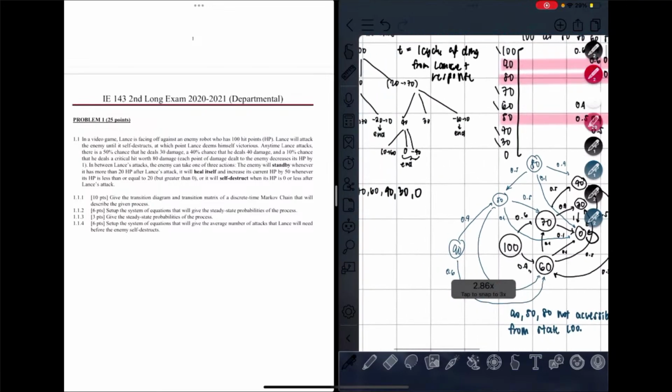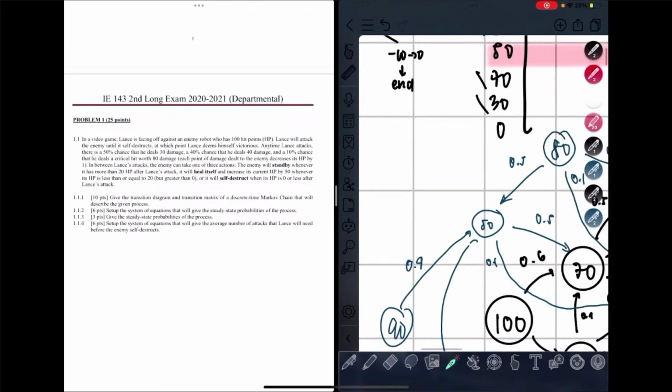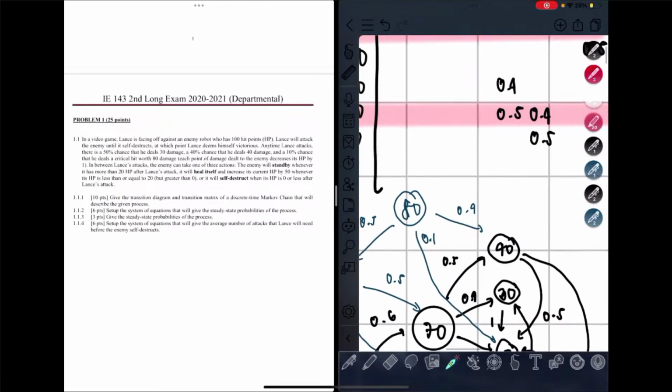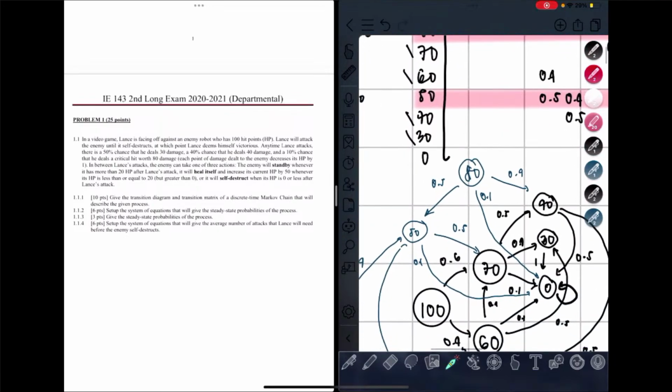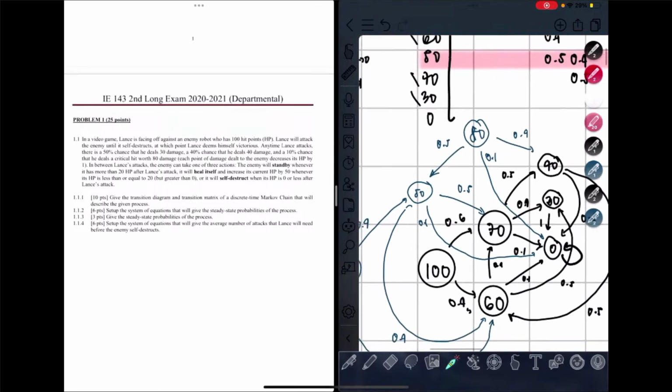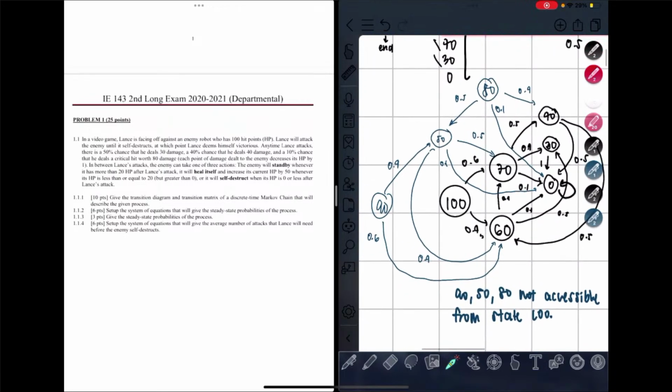But what's the distinction between the two? We saw here that only 170, 60, 40, 30, and 0 come out, the possible states for this problem. For this one, we were able to find 90, 80, and 50. So, which one is correct? Technically, both of them can be.